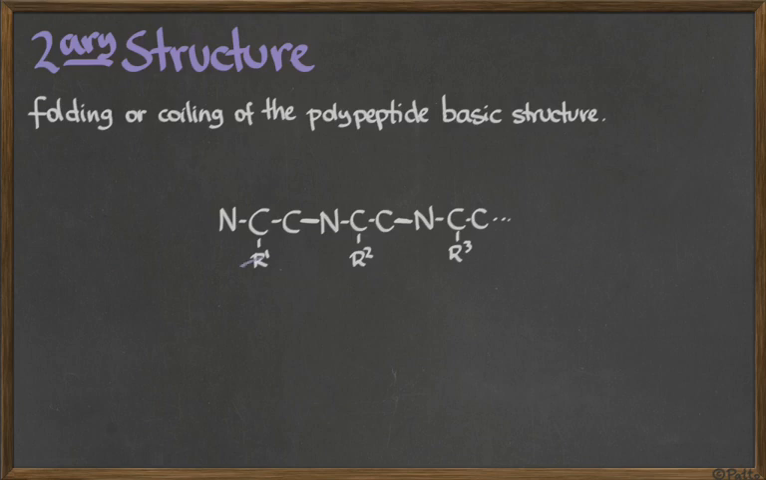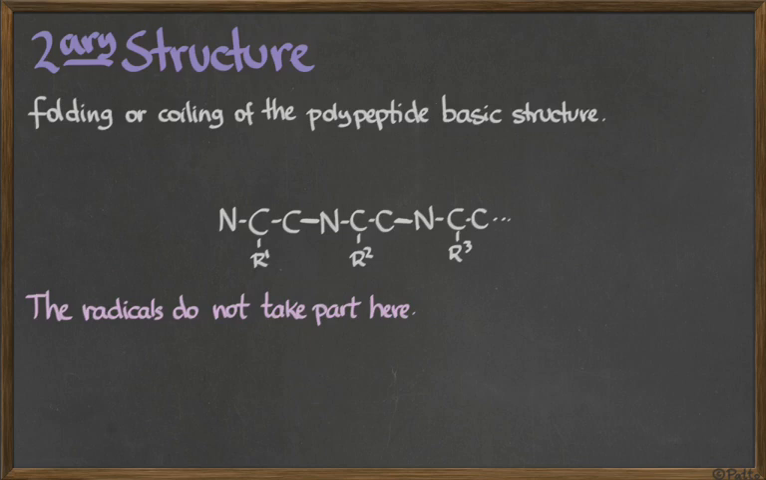So if we ignore the radicals, if you forget about the radicals over there, the NCC, NCC, NCC itself, the very basic structure that is the same independently of which amino acid you're putting over there, this sequence may fold itself and may coil itself, making a secondary structure. Okay, so the radicals are not going to take part in the secondary structure here.